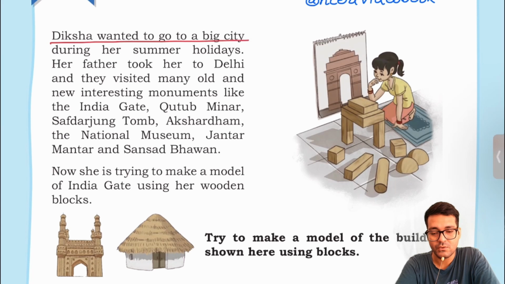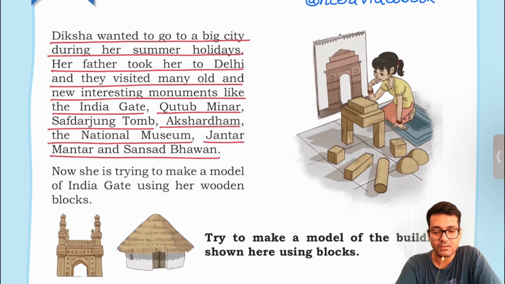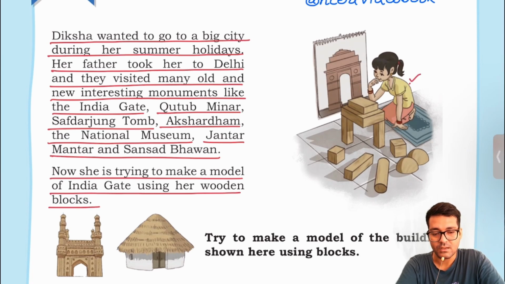Diksha wanted to go to a big city during her summer holidays. Her father took her to Delhi and they visited many old and new interesting monuments like the India Gate, Qutub Minar, Safdarjung Tomb, Akshardham, the National Museum, Jantar Mantar and Sansad Bhavan. Now she is trying to make a model of India Gate using her wooden blocks. You can see Diksha is trying to make a model of India Gate using her wooden blocks.